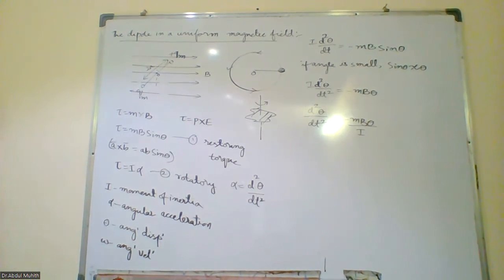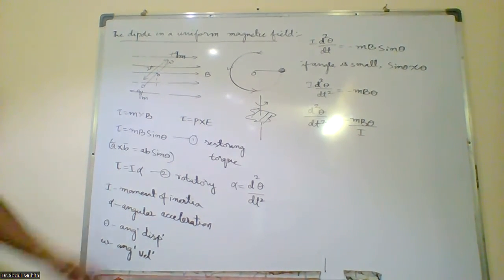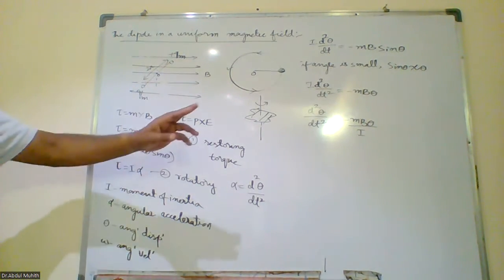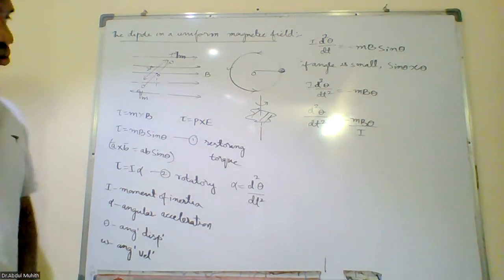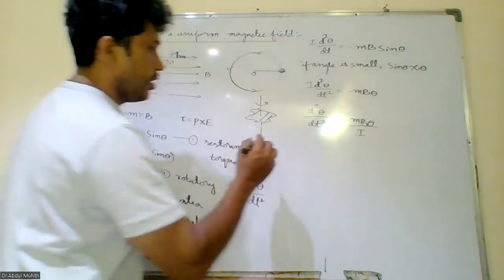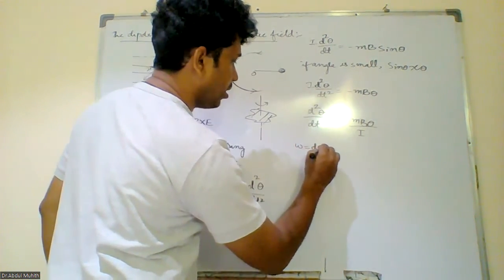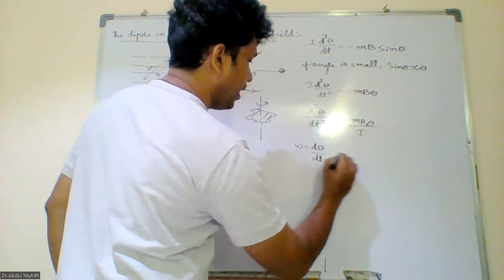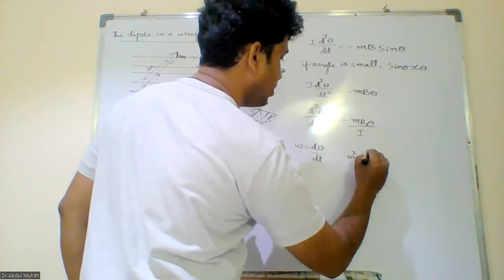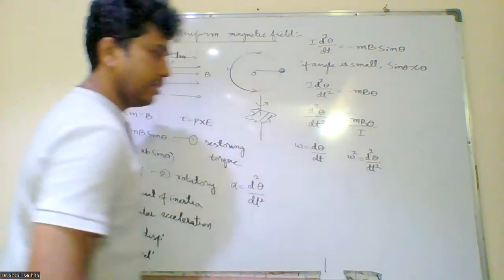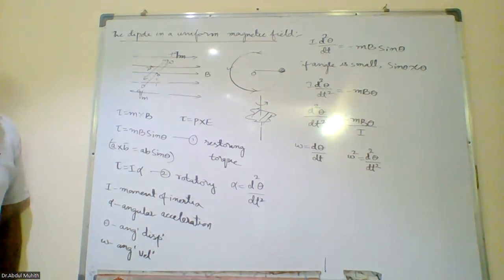Now, okay, so d square theta by dt square, that is equal to minus mb into theta. So now, okay, we will go back again. See here, omega is equal to what? D theta by dt. And what is omega square? Omega square is equal to d square theta by dt square. Is that clear? Can we write like this?